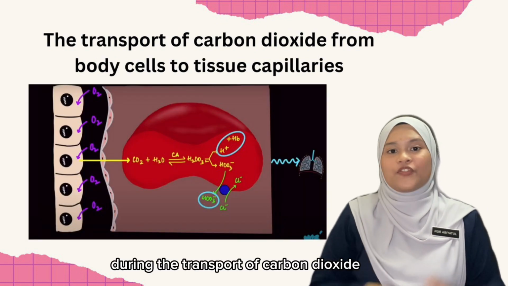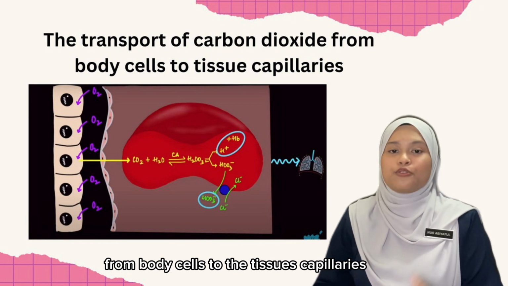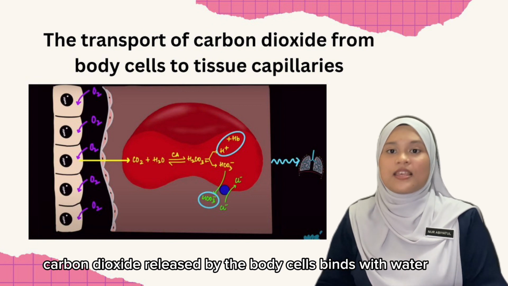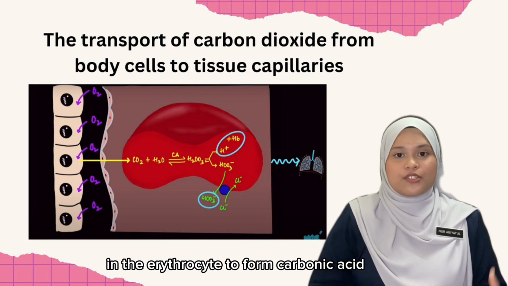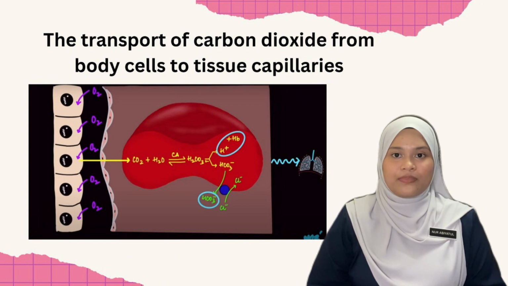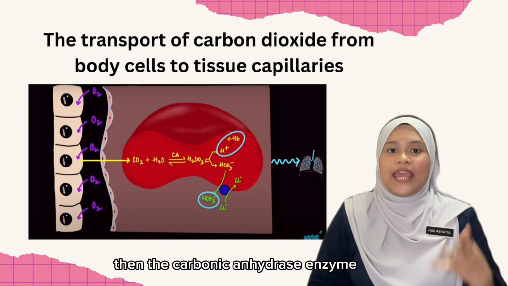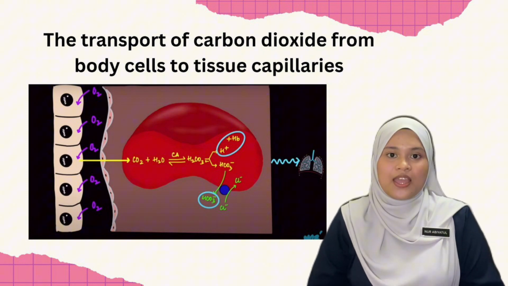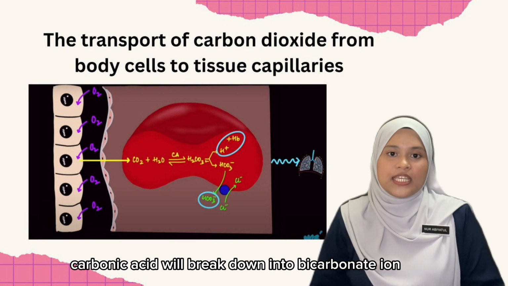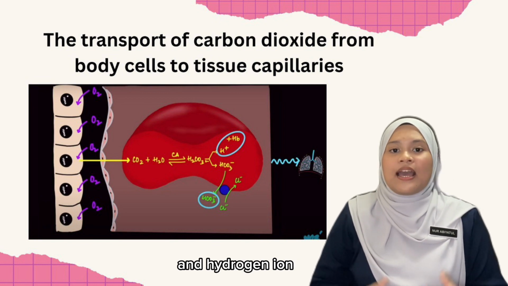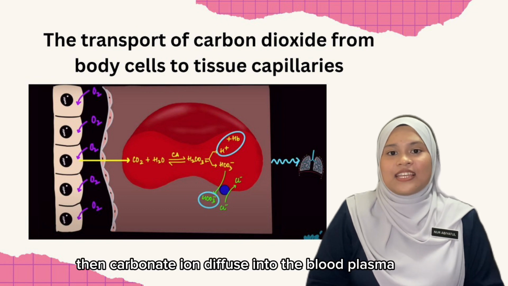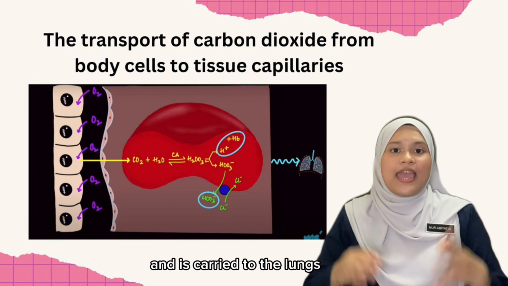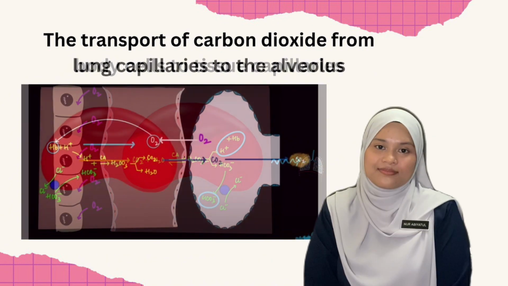During the transport of carbon dioxide from body cells to the tissue capillaries, carbon dioxide released by the body cells binds with water in the erythrocyte to form carbonic acid. The carbonic anhydrase enzyme in the erythrocyte catalyzes this reaction. Carbonic acid will break down into bicarbonate ion and hydrogen ion. Then, the bicarbonate ion diffuses into the blood plasma and is carried to the lungs.